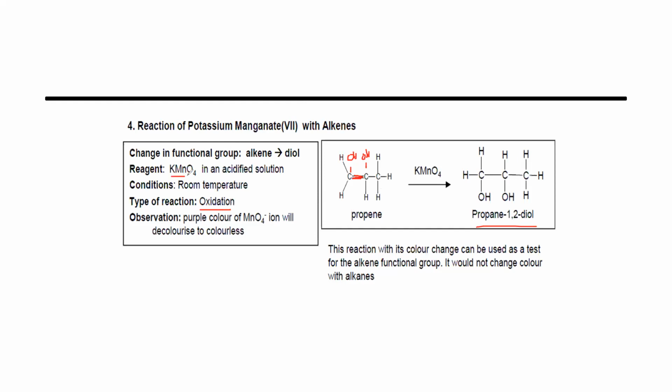And what we observe: in KMnO4, potassium manganate 7, when we write the oxidation number, Mn is +7. And when Mn is +7, it is purple in color. If it is dilute, it will be pink, but originally it is purple. When it reacts, it will turn Mn +7 to +2. When it is +2, it is colorless. So what will we observe when this reaction occurs? We'll observe that the purple color will disappear, or it will decolorize.